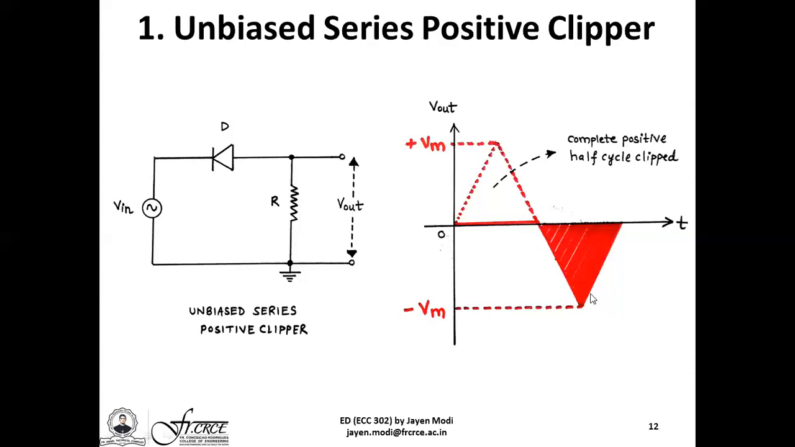So for the unbiased series positive clipper, we have the entire negative half cycle appearing at the output terminals itself. You do not have any positive half cycle, but yes, you have the complete negative half cycle appearing at the output.